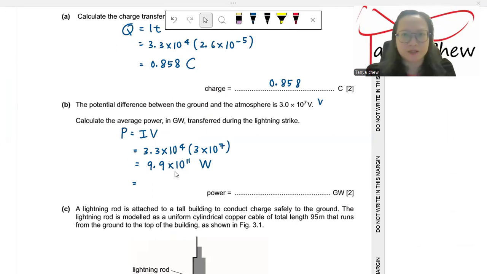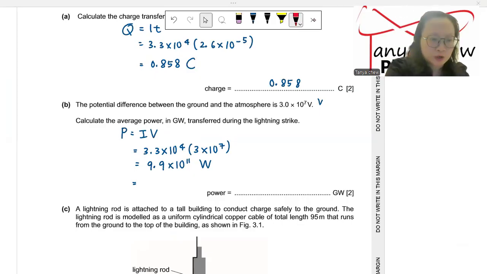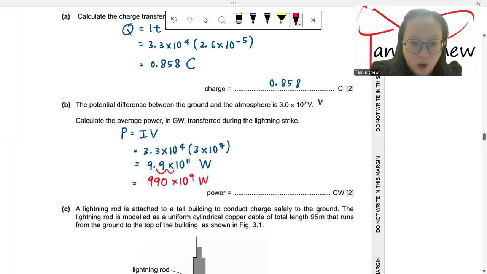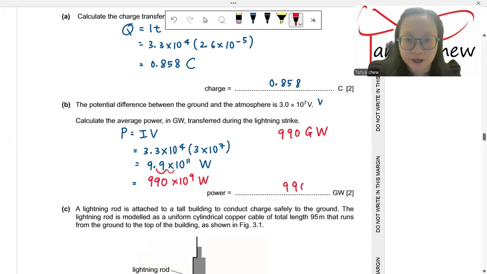When you move the decimal point to the front, you are adding to the power of 10. So when you are shifting this decimal point to the front, you are adding to that power. I want to decrease the power to the power of 9. So I decrease by 1, 10 to the 9. So I get 990 times 10 to the power of 9 watt, or 990 gigawatt. So the answer is 990 gigawatt.